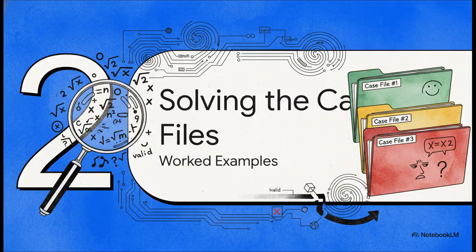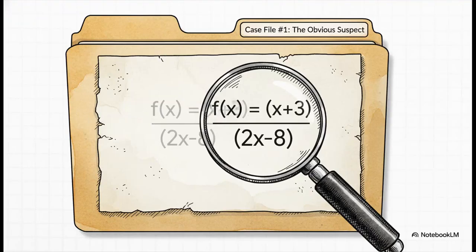All right, theory's great, but let's get our hands dirty. It's time to solve a few case files. We'll start with a nice easy one and then ramp up the difficulty. So here we go, case file number 1, the obvious suspect. We need to find the domain for this function right here. Now remember, what's our one and only rule? We totally ignore the top. Our eyes go straight to the denominator, that 2x minus 8.